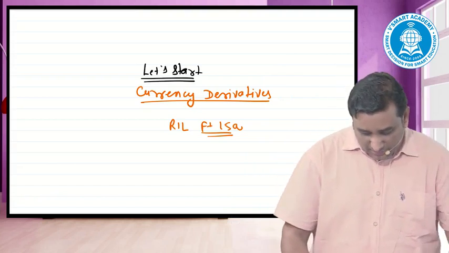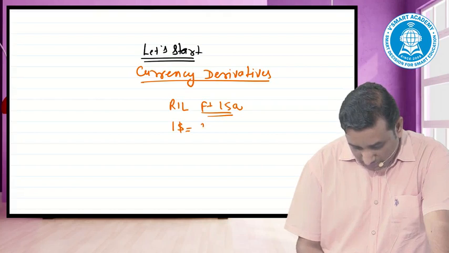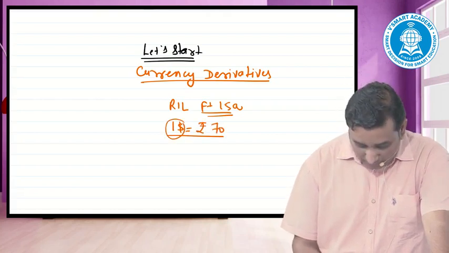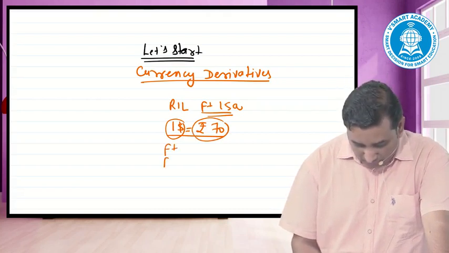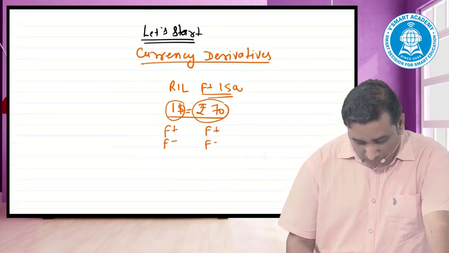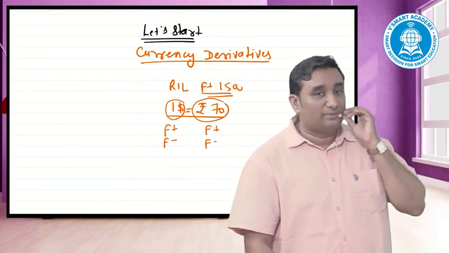The problem in currency, or the initial problem which comes up here, is, let's suppose $1 is 70. I'm assuming $1 is 70. Betting can be done on the dollar, betting can be done on the rupee. You can do F plus on dollar, F minus on dollar, F plus on rupee, F minus on rupee, or call or put options can be taken on both of them. That means both can become a commodity, both can become a price.